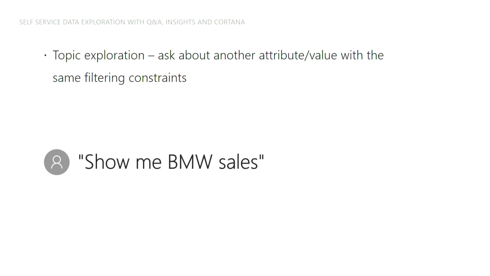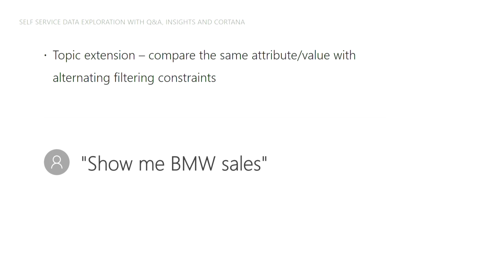Another example is topic exploration. We can ask, show me BMW sales, and then how about Ford? We know to identify that both Ford and BMW are car brands. And we know with the how about question that we need to replace BMW with Ford to get a new question, that is, show me Ford sales.